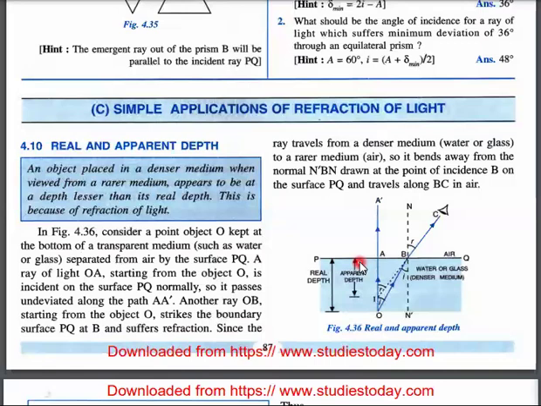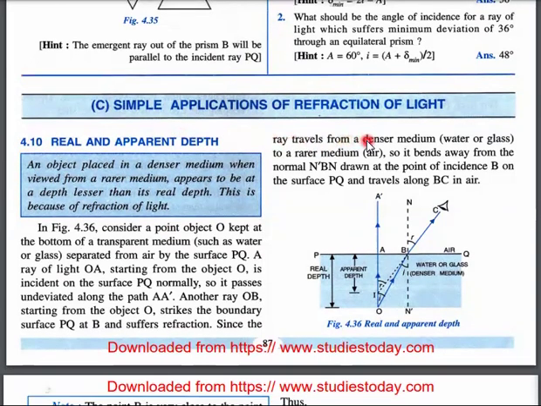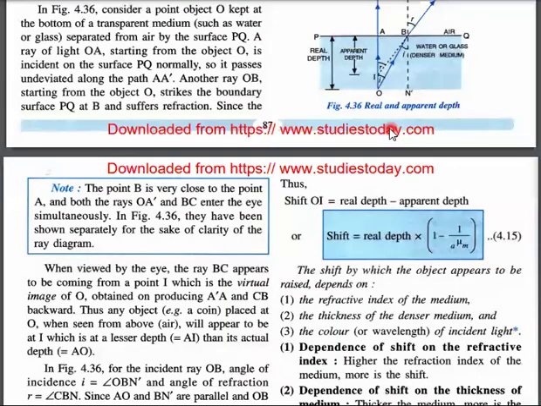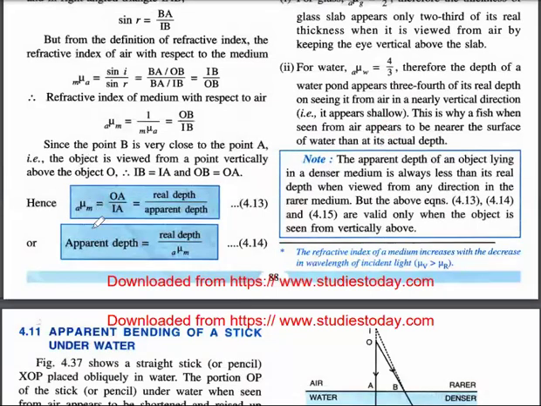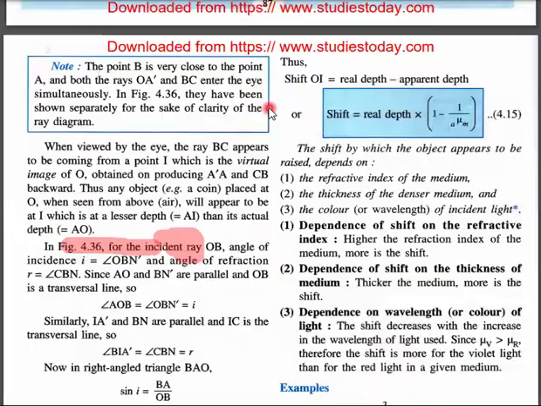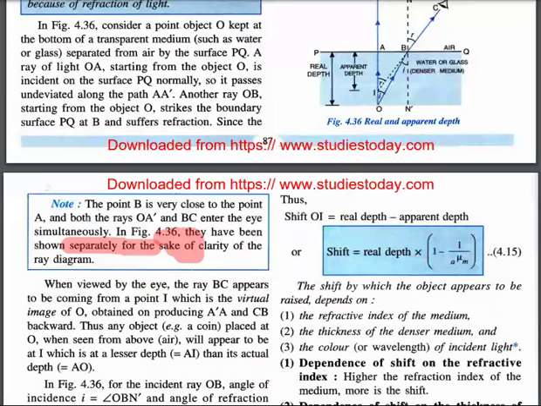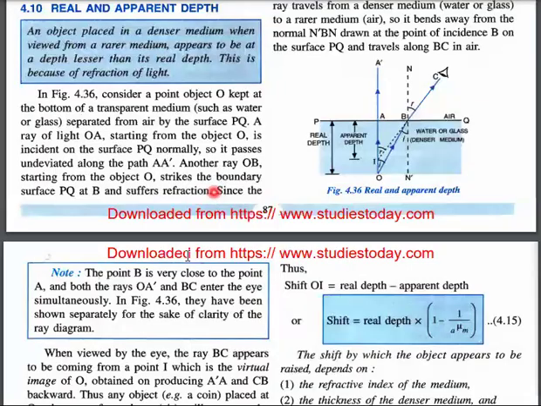Now see, real simple applications of refraction of light, that is real and apparent depth formulas are very important. Practice it. I'll give you the formulas here highlighted. Apparent depth is equal to real depth divided by constant. Okay. If you go on top, you'll have this. Again, this is very important. Shift equals real depth into 1 minus 1 by constant. Okay.